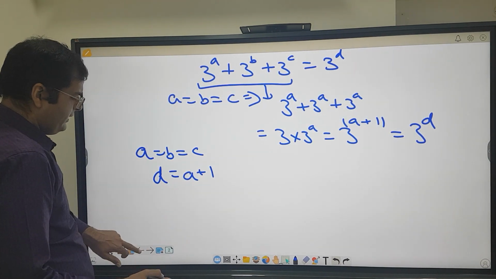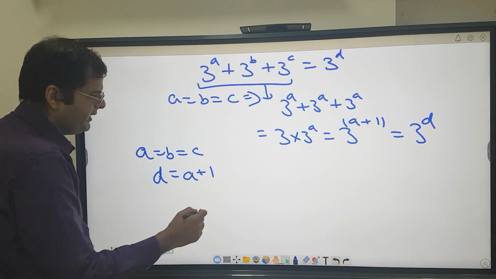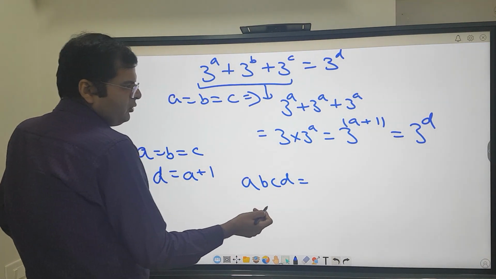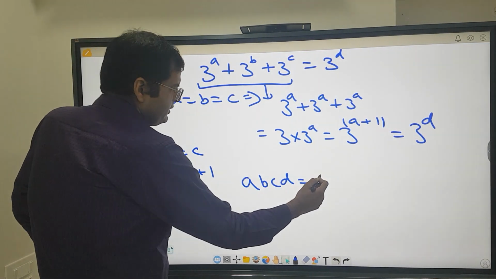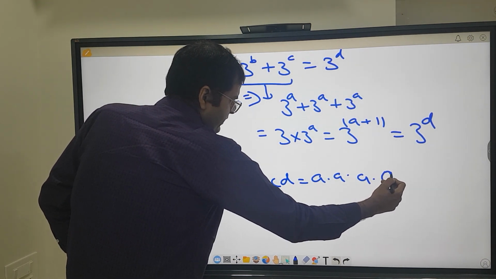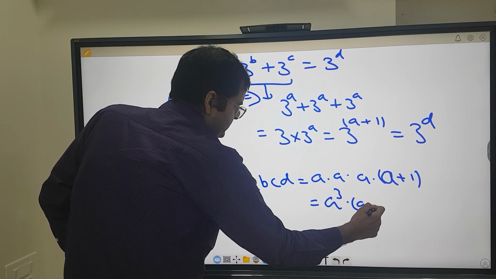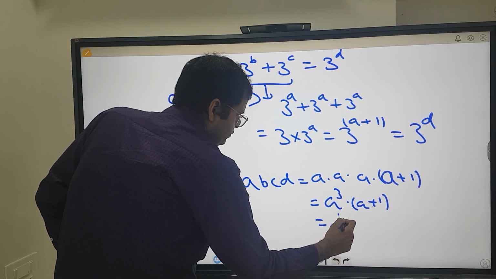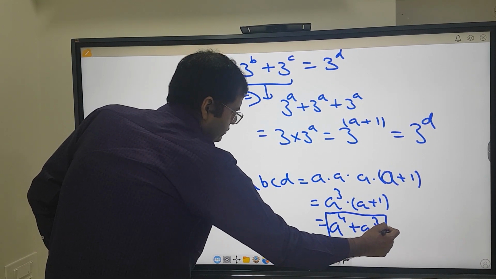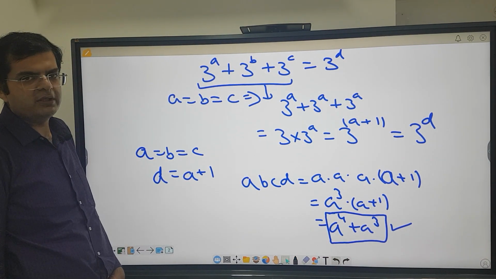So what do we have to find? We have to find a into b into c into d in terms of a. So a times b times c times d. What will that be? b and c are both a and d is a plus 1. So this becomes a into a into a into a plus 1. So this becomes a cube times a plus 1, or a raised to power 4 plus a raised to 3. So a raised to 4 plus a raised to 3 is the right answer. Alright, that's how we solve this question. Quite an interesting one.